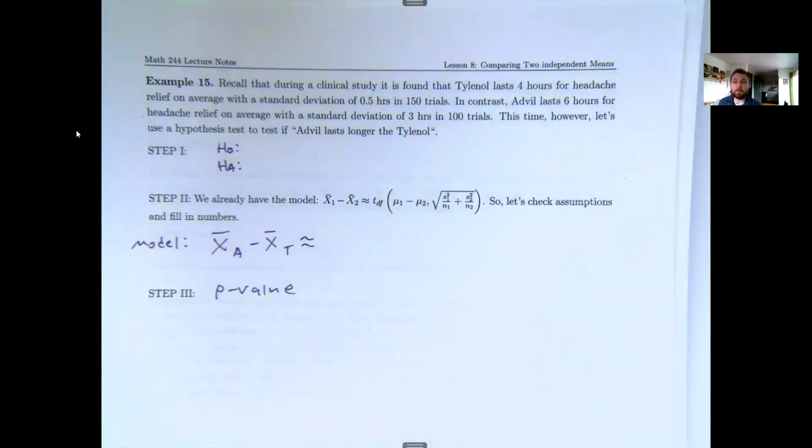Recall that during a clinical study, it's found that Tylenol lasts 4 hours for headache relief on average, with the standard deviation of a half an hour in 150 clinical trials. In contrast, Advil lasts 6 hours for relief on average, with a standard deviation of 3 hours in 100 trials. This time, however, let's use a hypothesis test to determine if Advil lasts longer than Tylenol.